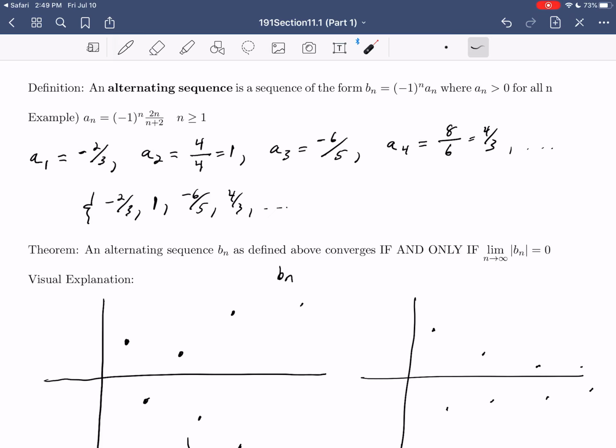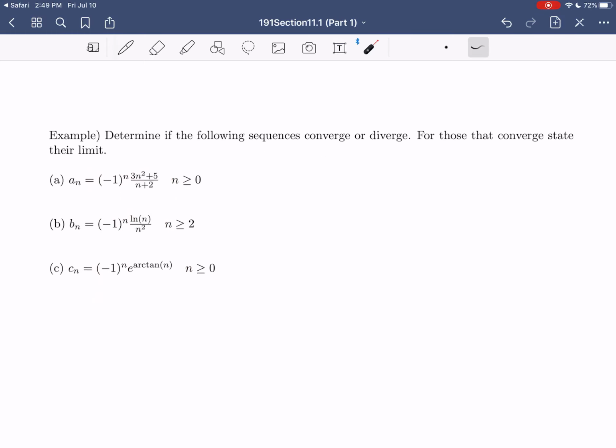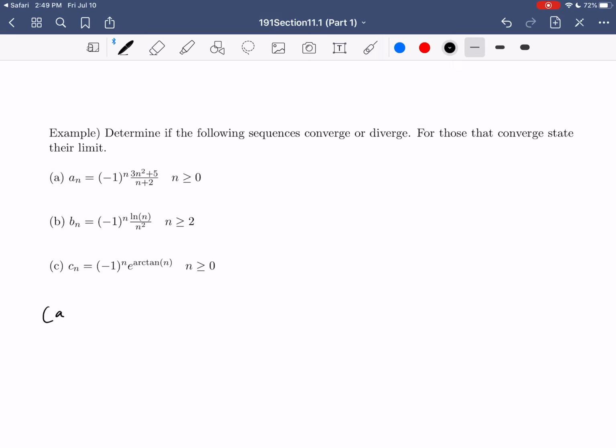So let's wrap this up with just a couple examples of analyzing alternating sequences. We're going to determine if each of these sequences converge or diverge, and if they converge, we're going to state their limit. Each of these is alternating because you can see they each have this -1 to the n, and then they have a component that is always going to be positive. So let's go ahead and analyze these. A sub n is alternating. Okay, it's definitely alternating here.